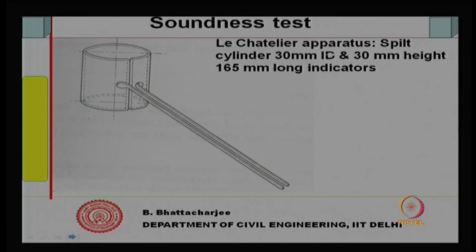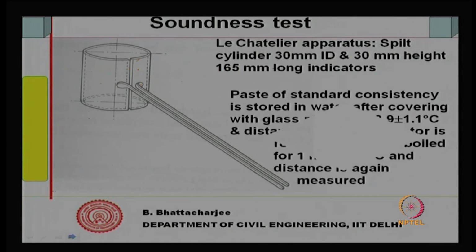The soundness test of cement is related to free lime or free magnesia. This is tested using Le Chatelier's apparatus, which is nothing but a split cylinder with 30 millimeter inner diameter and 30 millimeter height, and 165 millimeter long indicators. So, it has two indicators. You see, it is a split cylinder and there is a split here and two indicators here.